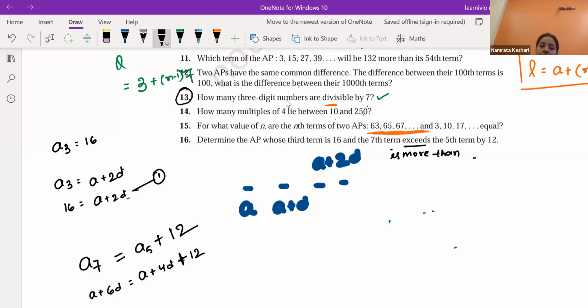Now, are you realizing that the D value we are getting directly from here? 6D minus 4D will be 2D, that is 12, and directly you are getting D. That D you will substitute in equation number 1 and you will end up getting A. The moment you know your A and D, you will be able to determine the AP. Getting it?